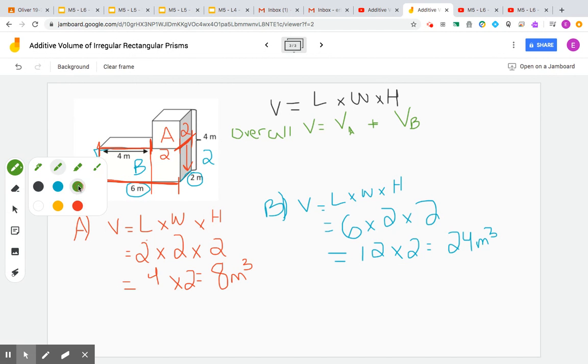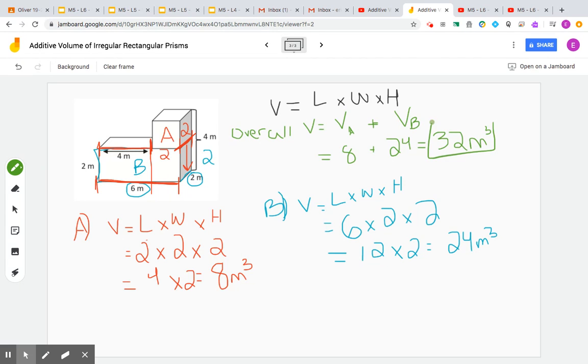So let's find that overall volume. We know that we have to add A and B together. So the volume of A was 8 meters, and the volume of B was 24 meters. 24 plus 8 is 32 meters cubed. So this lawn chair is 32 cubic meters.